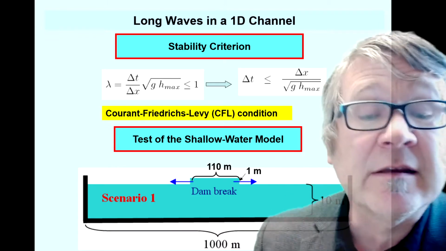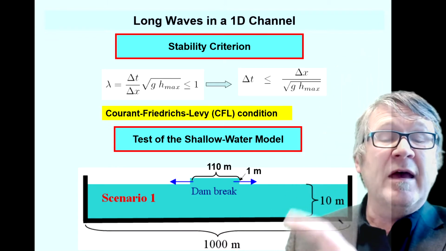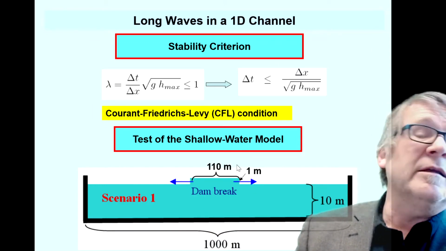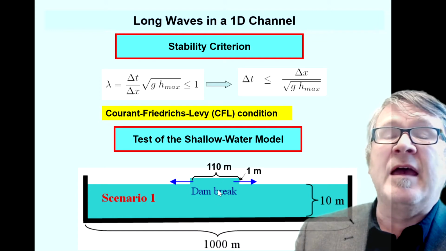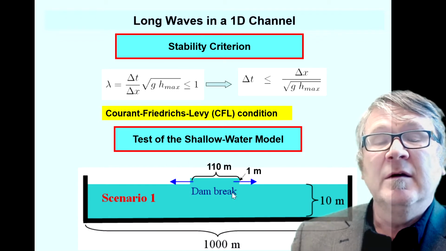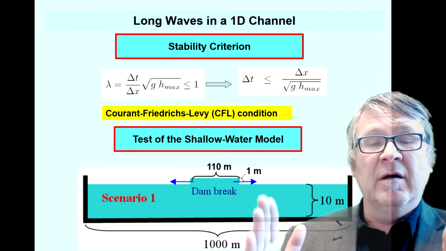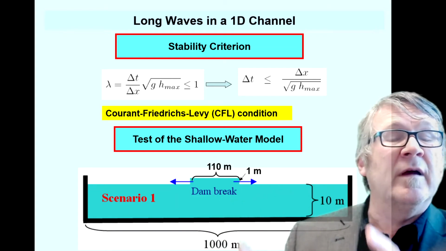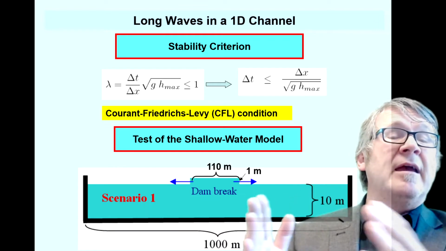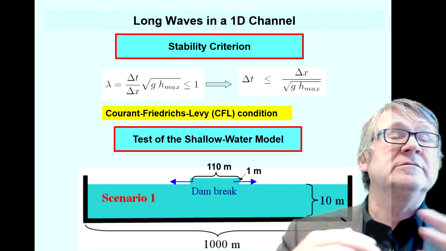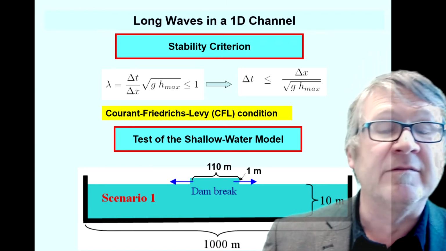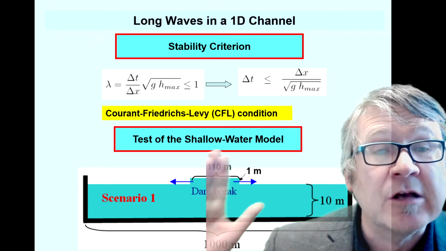Now we want to test it, and the way to test that is to have a one-dimensional channel, as you've seen here, and in the middle, I just have an elevated sea level initially. You can imagine that you have some walls that you remove, and it's a 1 meter elevated sea level, and then it will propagate in two directions, as shown here by these arrows.